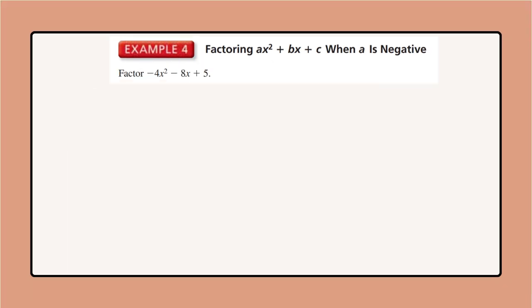But now we have when A is negative. So we notice here A is negative. The first thing we are going to do is, because A is negative, factor out a negative 1 from the trinomial. You could use any type of reminder for yourself. I like to use a bracket. So I'm going to take out that negative sign, and inside I'm going to be left with 4x squared plus 8x minus 5.